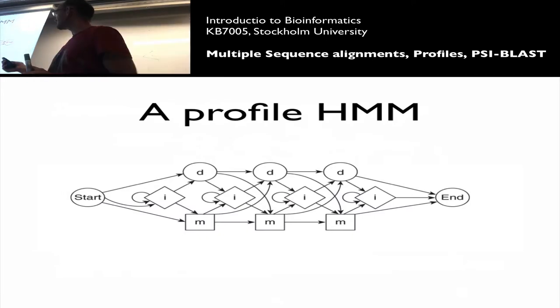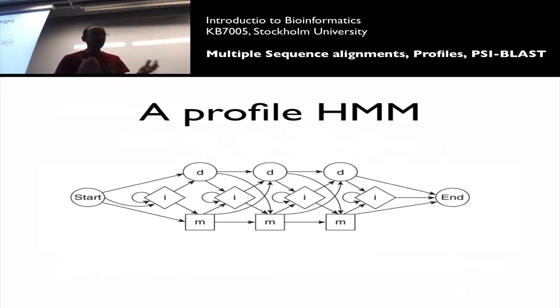So if I can generate such a model for a protein family, for a multiple sequence alignment basically, which is more or less one column in the multiple sequence alignment, with all the probabilities and everything like that, I can actually ask the question: how likely is it that a certain sequence belongs to this multiple sequence alignment?